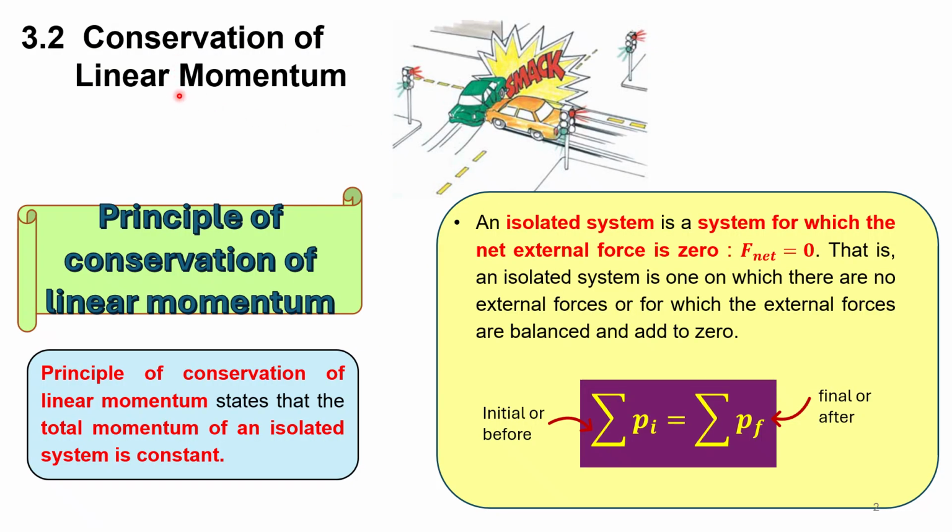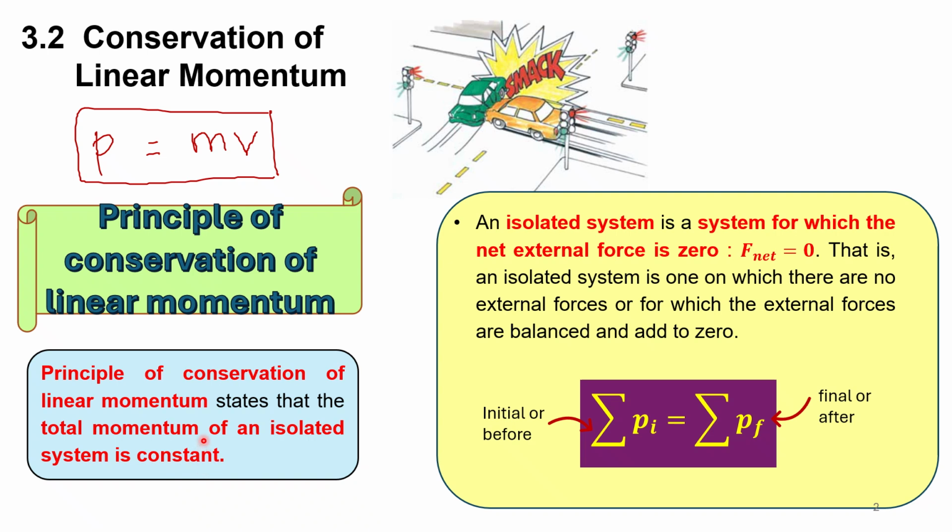Okay, what is conservation of linear momentum? Last week we had learned about momentum, so we already know that momentum equals mass times velocity. It can be initial velocity or final velocity, but generally we write momentum P equals m times v. So the principle of conservation of linear momentum states that the total momentum of an isolated system is constant.